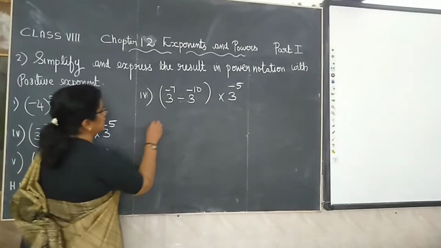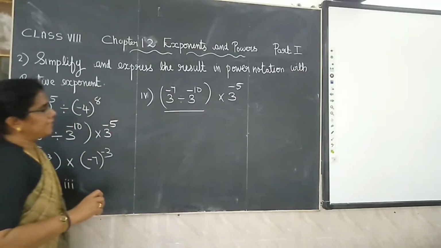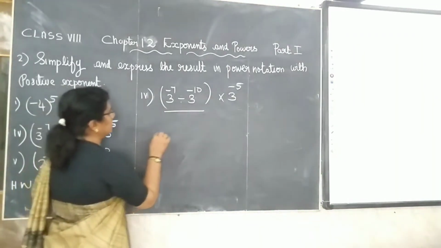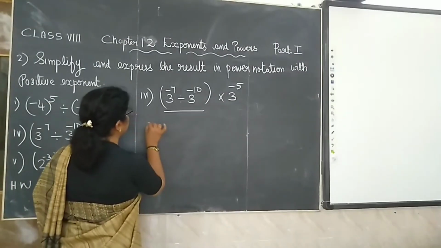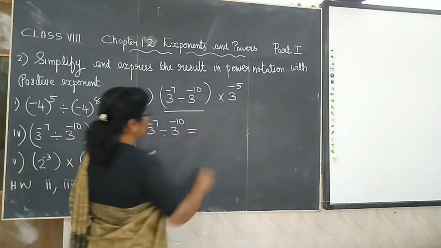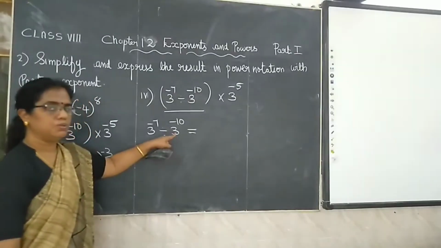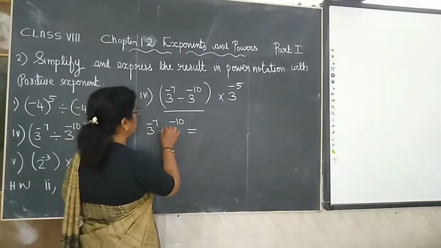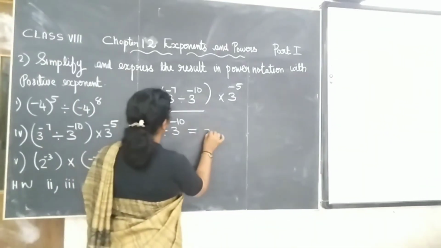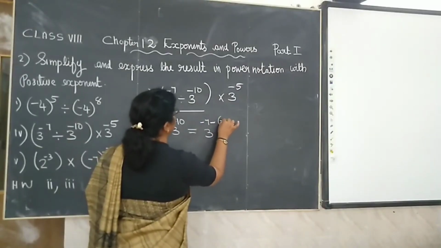Now we will simplify the first part, that is 3 raised to minus 7 divided by 3 raised to minus 10. This is of the form x raised to m divided by x raised to n. So we can subtract for division. If the base is the same, subtract the powers. Therefore 3 raised to minus 7 minus minus 10.